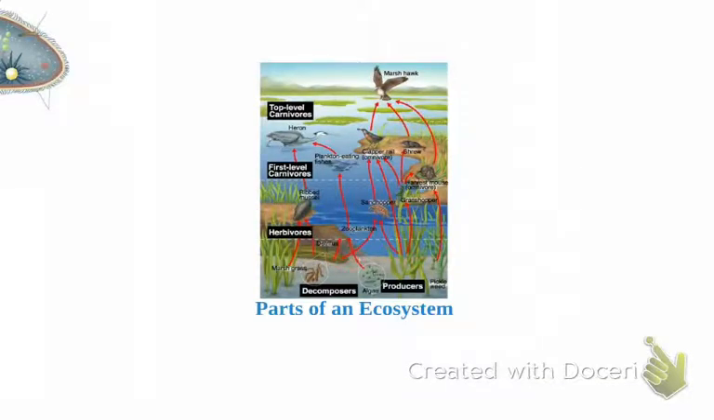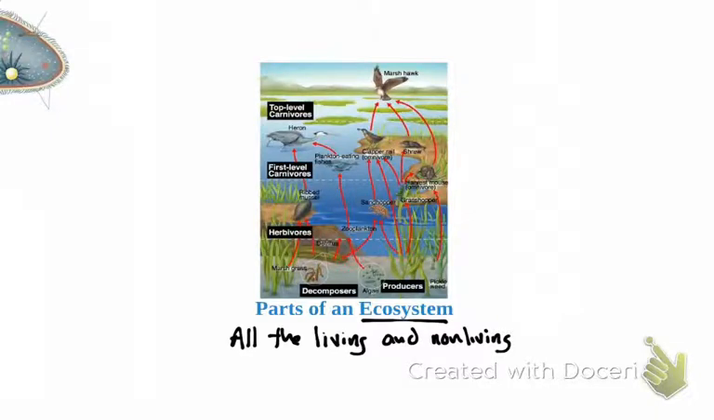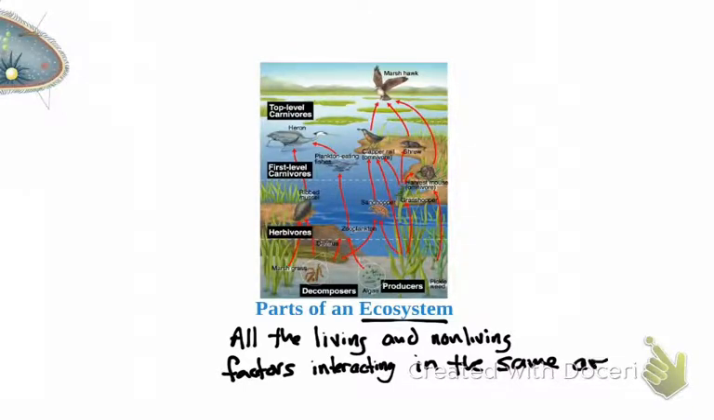So, ecosystem, let's define that first. When we look at an ecosystem, what we're going to call it is all the living and non-living factors that are interacting in the same area. That's going to be our working definition of what an ecosystem is. It's all the living and non-living things that are interacting with each other. That's a big key idea in ecology, that these living things interact with each other in the same area.